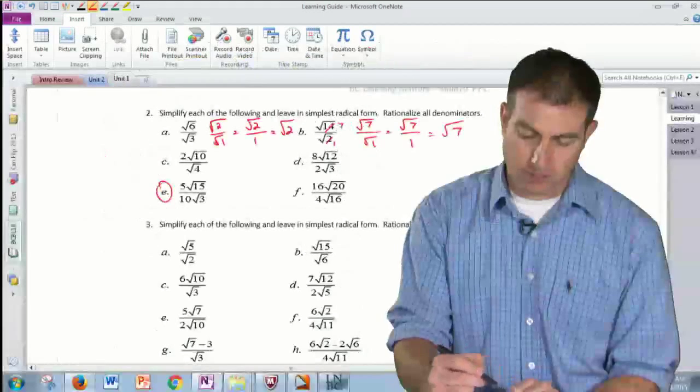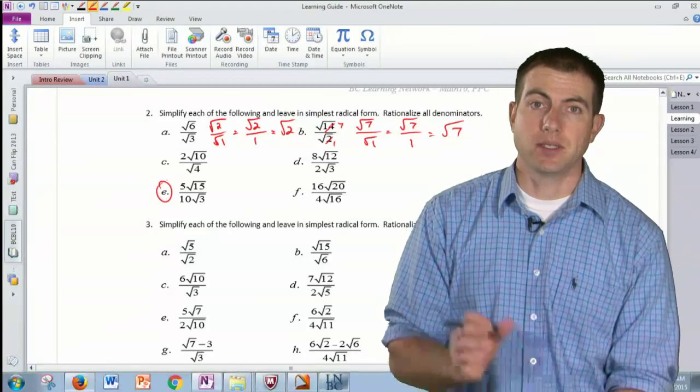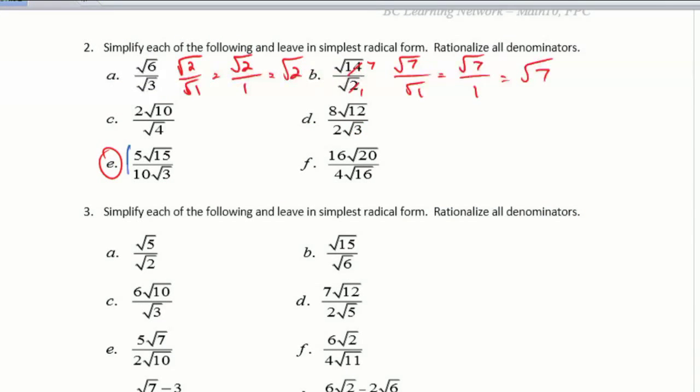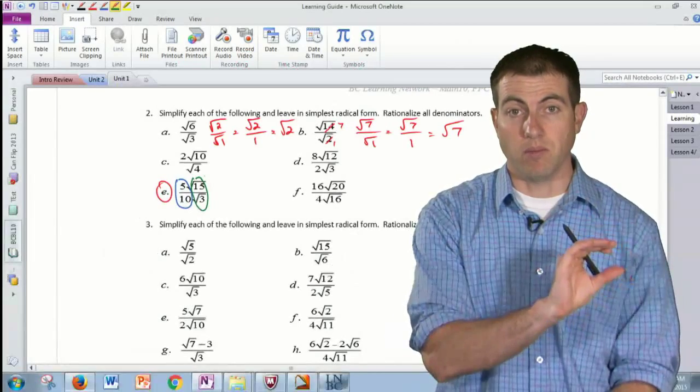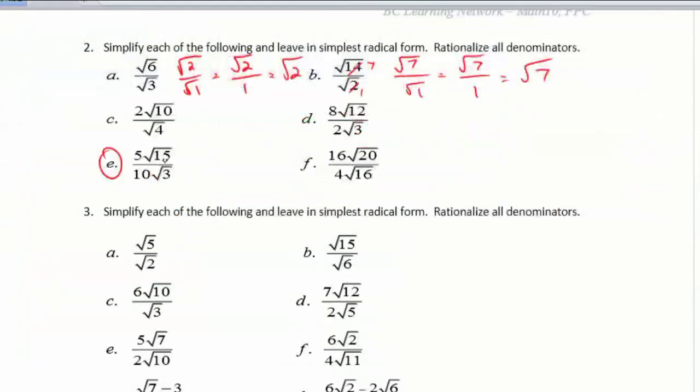Let's look at E. I'll leave a couple of them for you guys to do as practice. E. There are some numbers in front of our radical sign. So when we're dealing with questions like E, I need to deal with the numbers out front separately from the numbers underneath. So I'm going to deal with the radicals separately from the numbers out in front. Are there any common terms between 5 and 10? Yes, I divide 5 by 5 and get 1. 10 divided by 5 gives me 2. And then common terms between the 15 and the 3: 3 goes into 3 one time, and 3 goes into 15 three times.